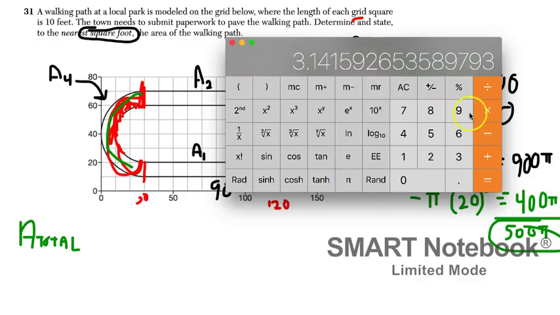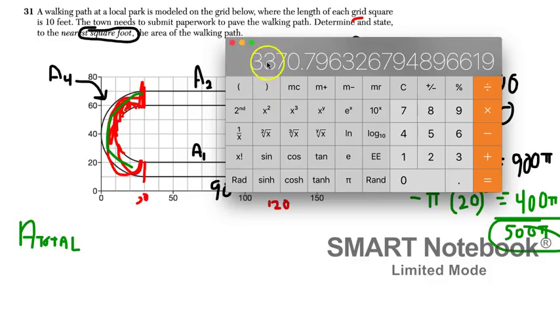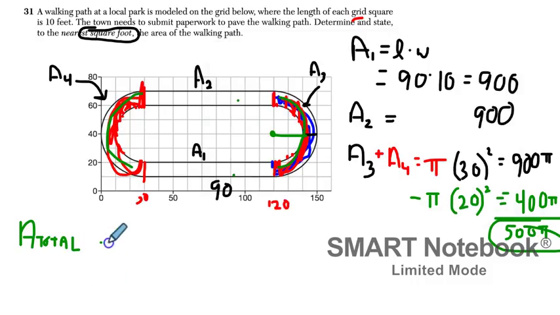Wait, let's do this. Pi, I hate this little calculator. I don't know about y'all, but it is not useful. Plus 900 plus 900. There we go. So it's 3,370.796, and it says round to the nearest foot. So it's 3,371 feet total.